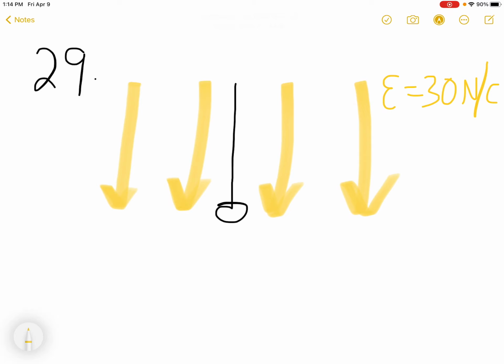And that field, of course, is going to apply a force to our little particle that's on the end of this string. So what we have to do is decide how that is going to affect the particle on the bottom of the string. Okay, so let's begin with the net forces on this ball.